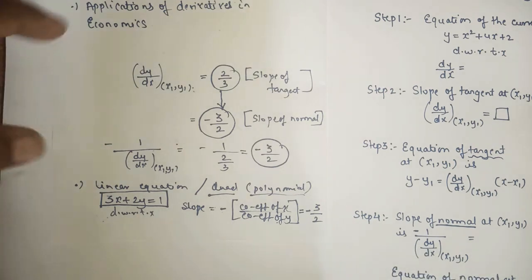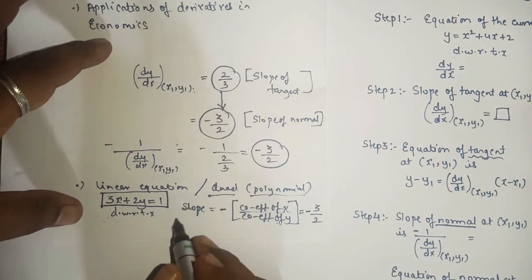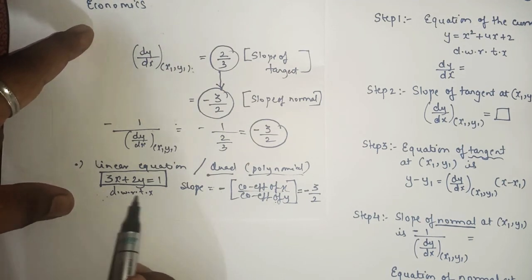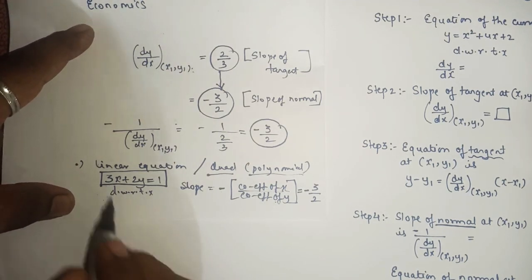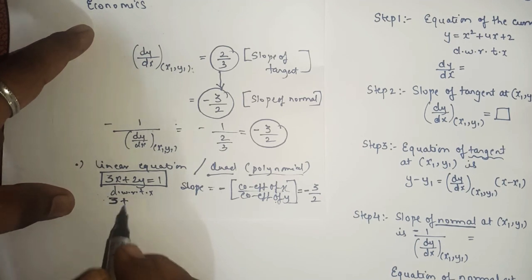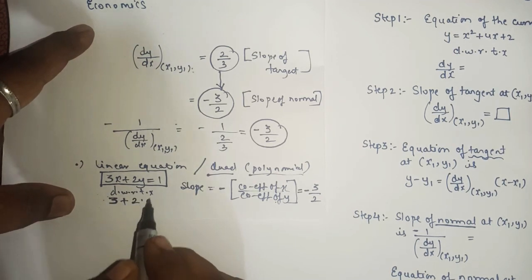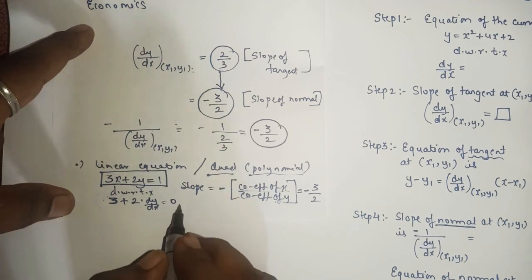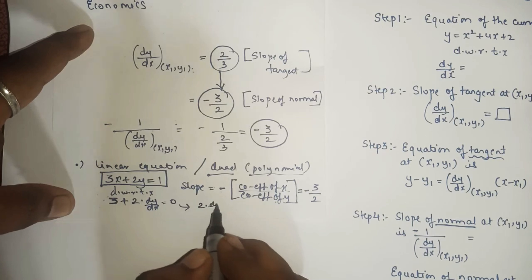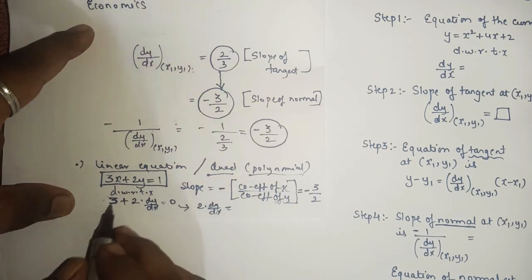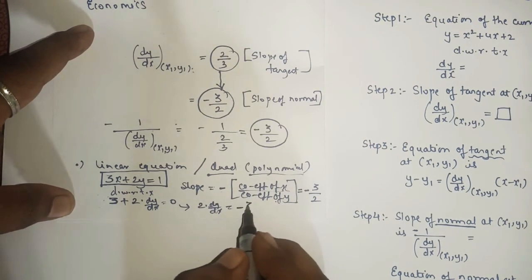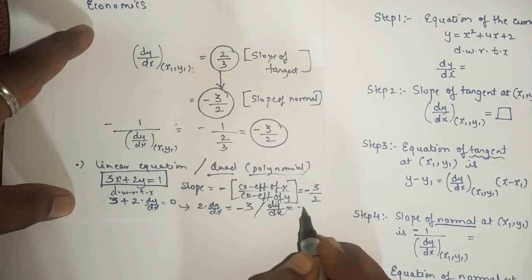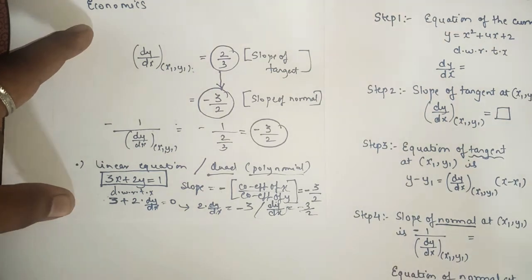If you don't want to apply this formula, you can stick with this method only, the derivative with respect to x. The derivative of 3x is 3, the derivative of 2y is 2 into dy by dx, and the derivative of 1 is 0. So we can write 2 into dy by dx equals minus 3, as the 3 goes to the other side. The final step is dy by dx equals minus 3 by 2. Here also we are getting the same answer.